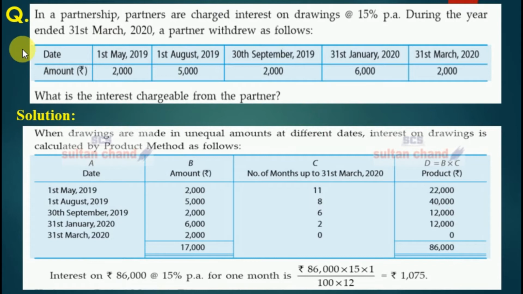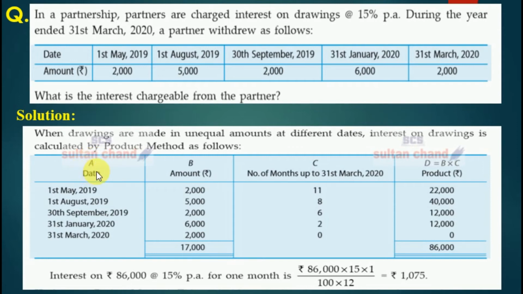Now we will understand the calculation of interest on drawing when unequal amounts are withdrawn at different intervals with this question. Here you can see, in a partnership, partners are charged interest on drawing at the rate of 15% per annum. During the year ended 31st March 2020, a partner withdrew as follows. The dates and amounts are mentioned in the question, as you can see on the slide. What is the interest chargeable from the partner? Now comes the solution.